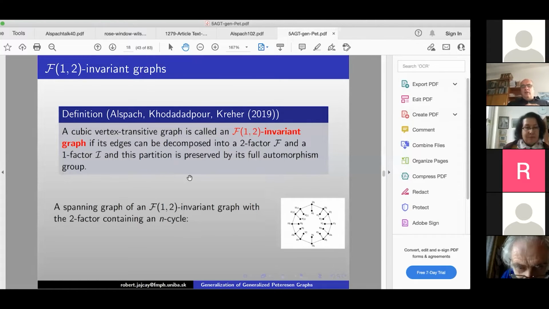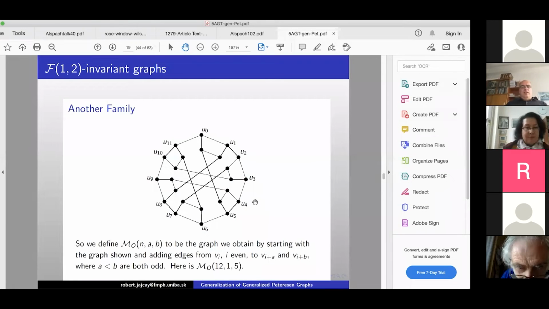So you have an outside cycle, you want to keep that. You have the spokes, so here's the picture. You have the outside cycle, you have the spokes, and here you want to introduce something so that the result is cubic, and you want that it's preserved by the full automorphism group. Okay.